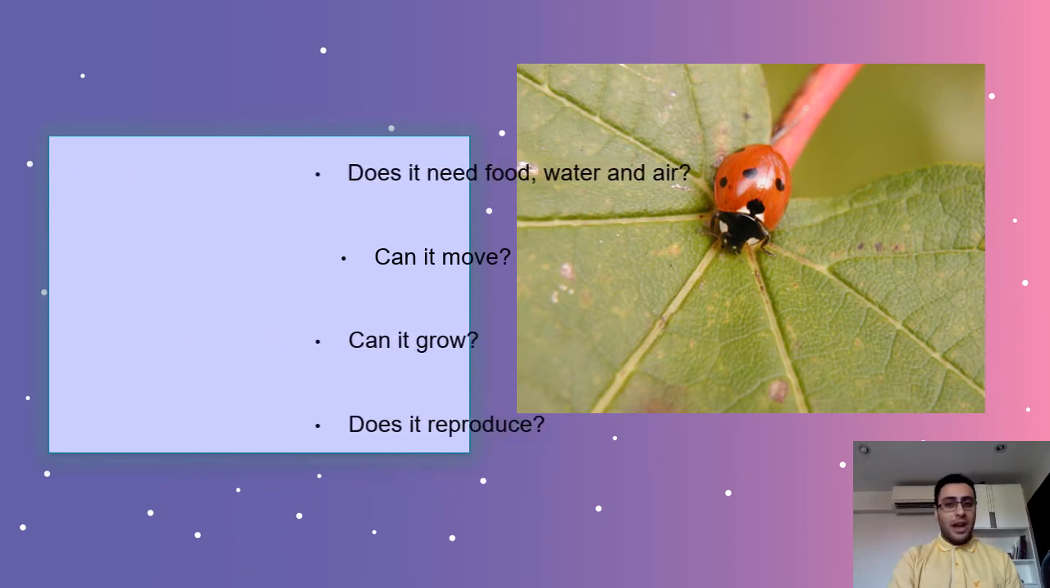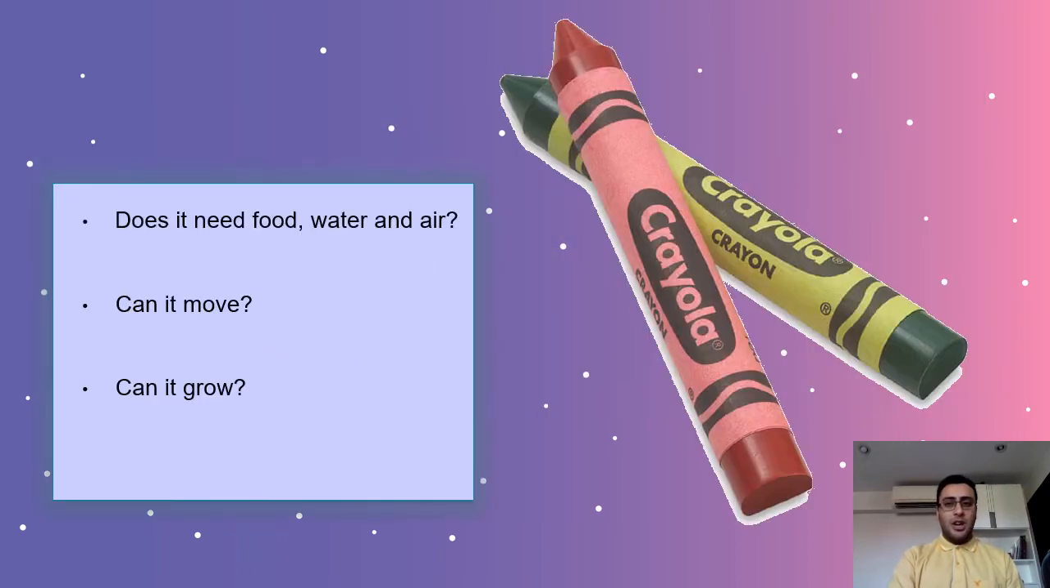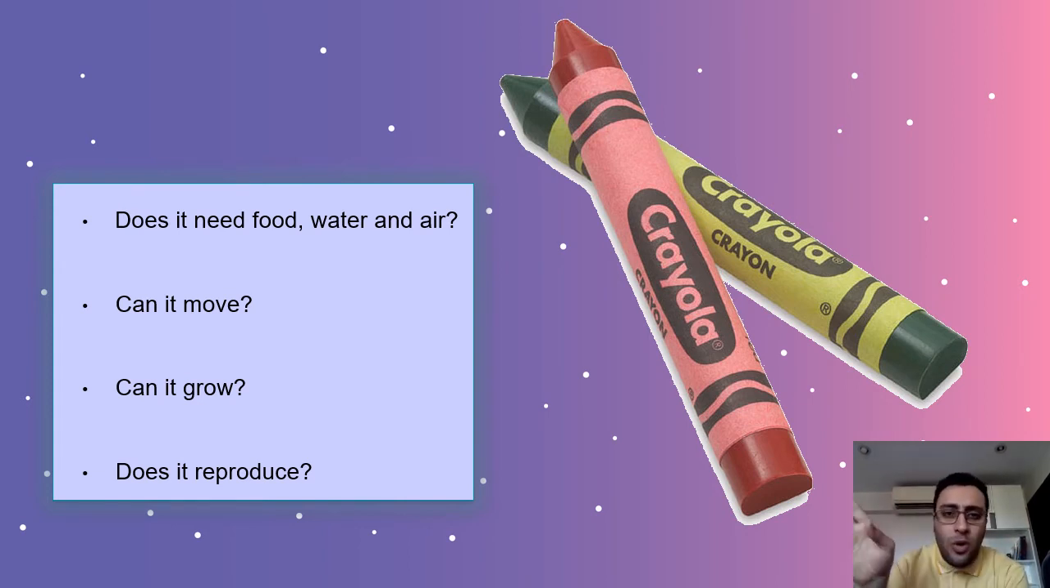Okay, let's see. Okay, we have some crayons. You draw pictures with crayons. You color stuff with crayons. So, does it need food, water, and air? No. Can it move? No. Can it grow? No. Does it reproduce? No. So, it is a non-living thing. Good job. Let's go to the next one.